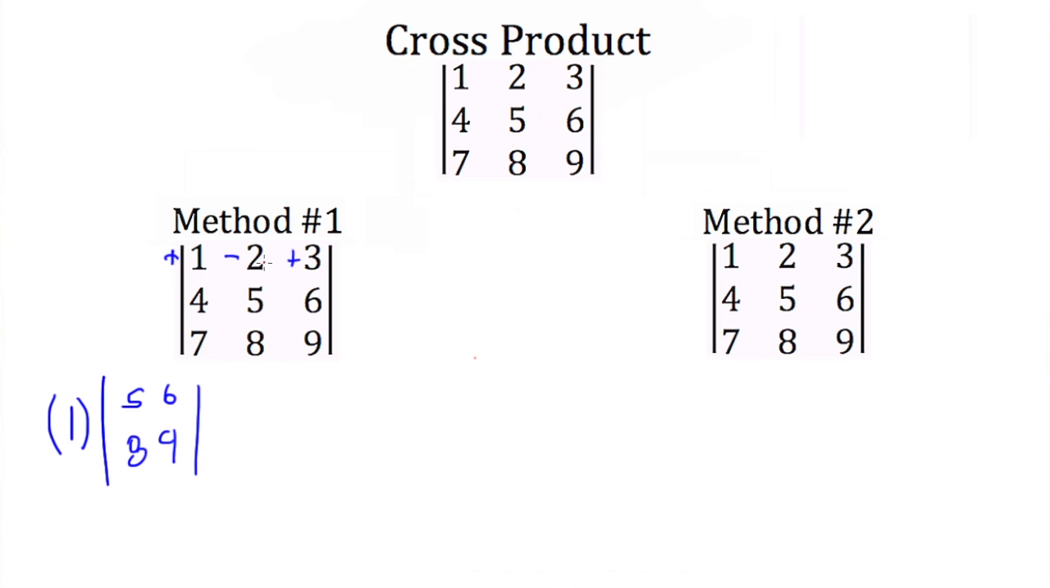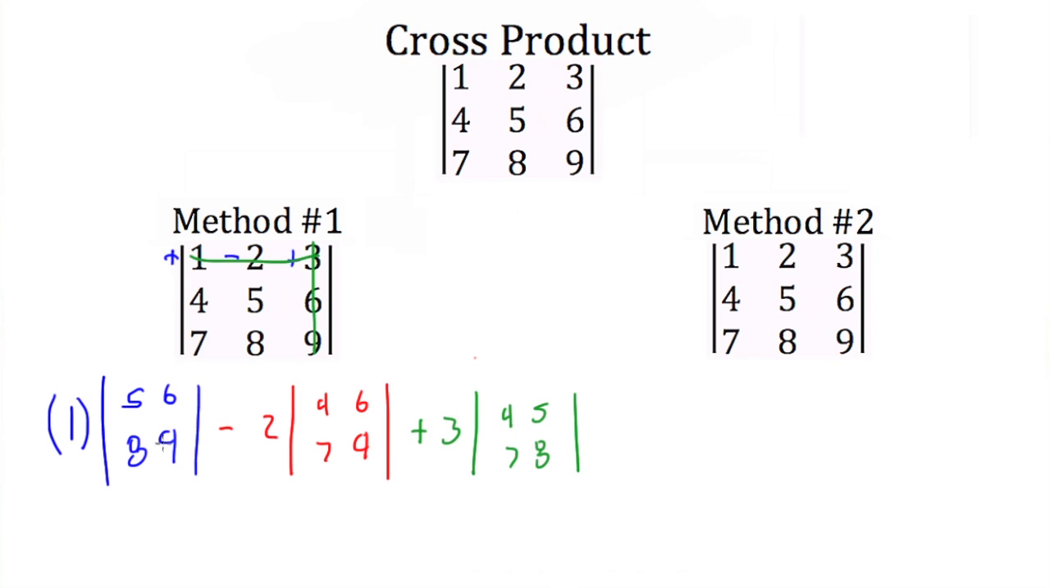Next, I move over to my 2, which I have made negative, so minus 2, and I multiply that by the 2 by 2 matrix I create by ignoring everything next to and below this 2. So 4, 6, 7, 9. Then lastly, I take this positive 3 and I multiply it by the 2 by 2 matrix I create when I ignore everything next to and below that 3. So 4, 5, 7, and 8.